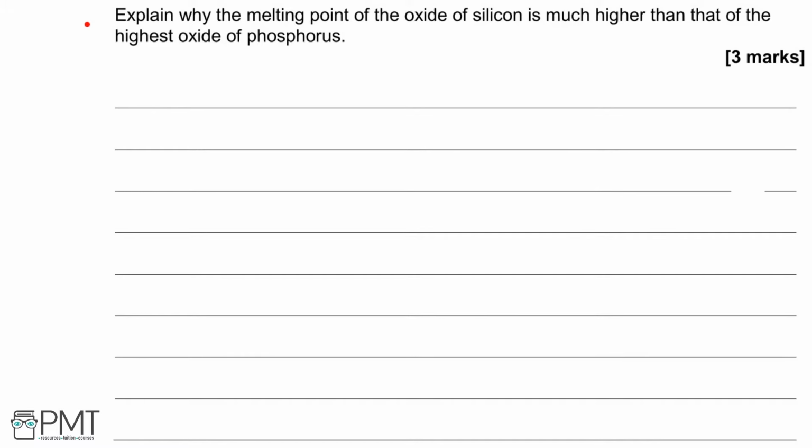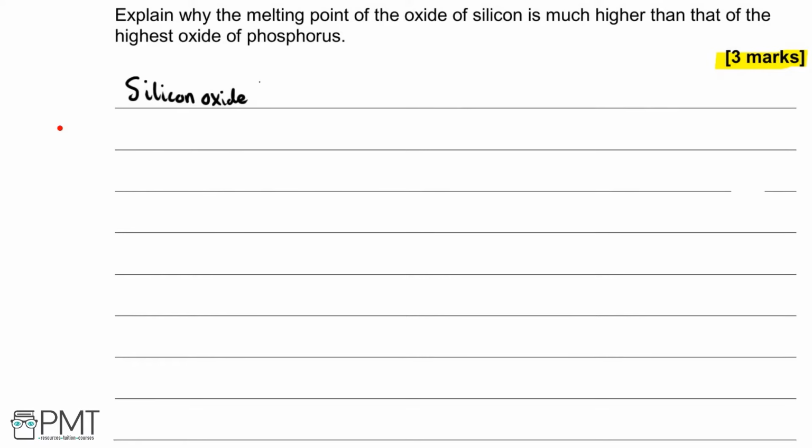Explain why the melting point of the oxide of silicon is much higher than that of the highest oxide of phosphorus. This question is worth 3 marks. So there are 3 key points we need to cover in order to gain full marks for this question. So in order to explain this difference, we're going to talk about the structures of the two oxides. So we're going to start with the structure of silicon oxide and how the actual bonds and atoms within it are laid out.